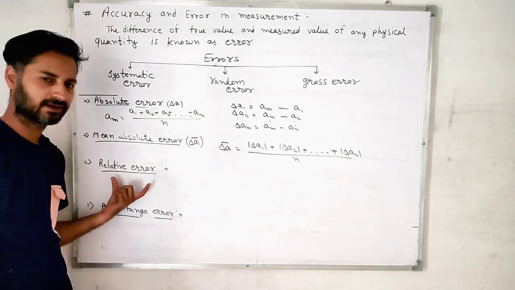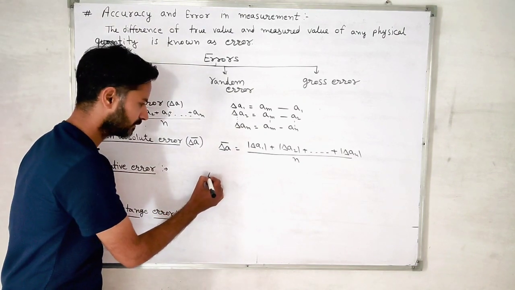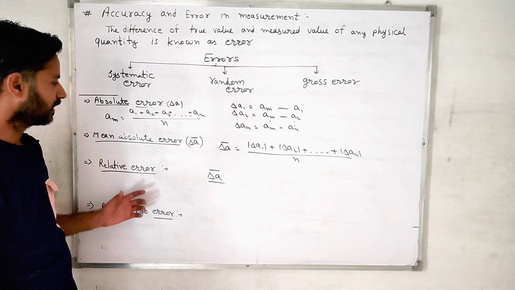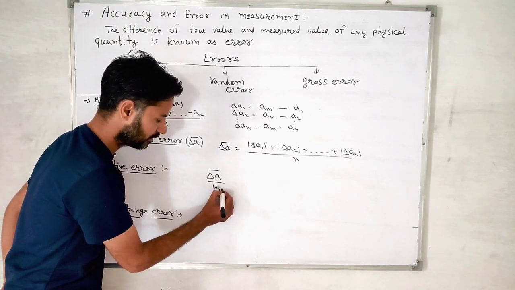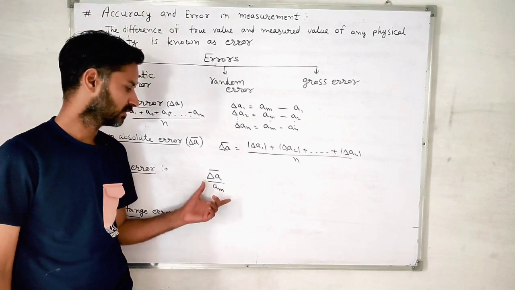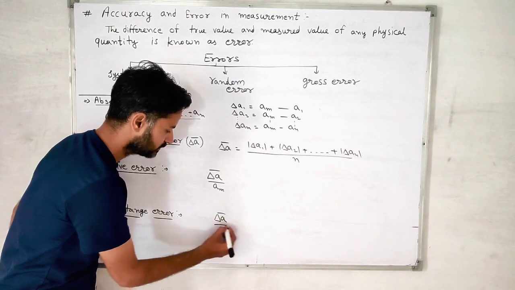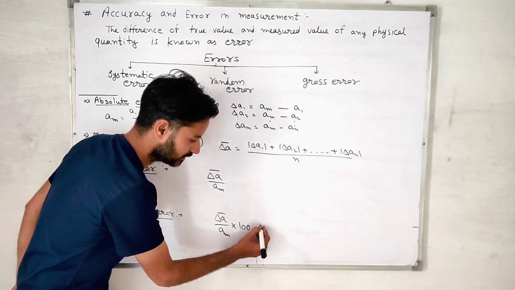Now, take relative error. Relative error is equal to the ratio of mean absolute error to the real value of the physical quantity, which will be A mean value. For percentage error, we just have to multiply this with 100. Del A average divided by A mean multiplied by 100, and this will be in percentage.